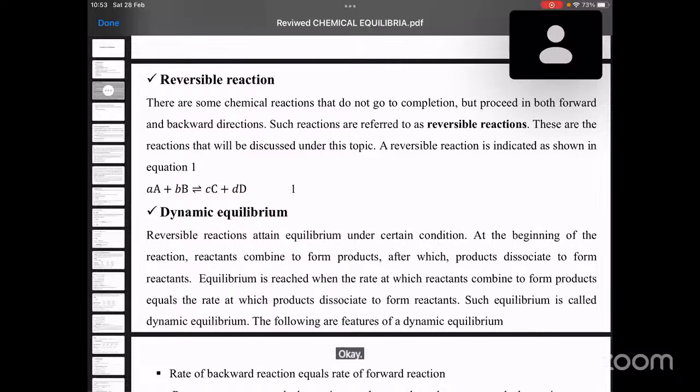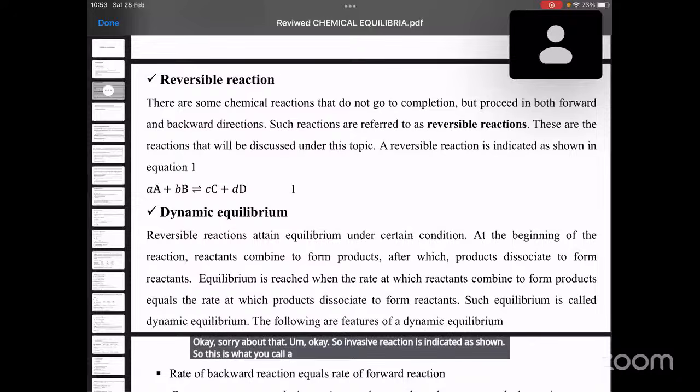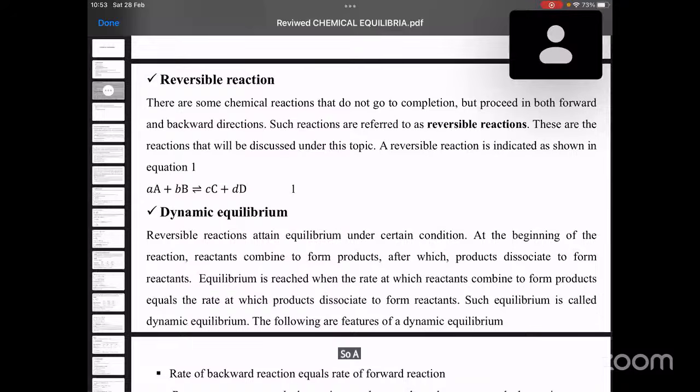Okay, sorry about that. So a reversible reaction is indicated as shown. This is what you call a reversible reaction. You have the reactants and the number of molecules there. So A plus B gives you C and D.